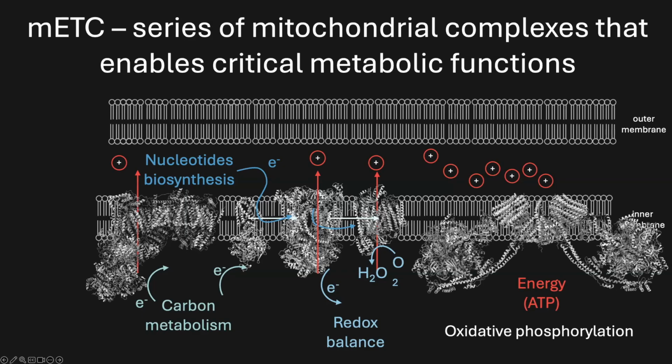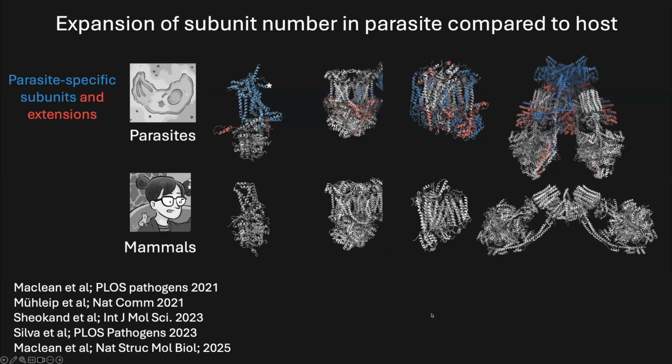And then the other thing that happens in some of these complexes is that the movement of electrons is coupled to the pumping of protons. And so the protons are now accumulated in the intermembrane space, and that electrochemical gradient creates the potential that fuels ATP synthase to generate ATP, and together the whole pathway is called oxidative phosphorylation.